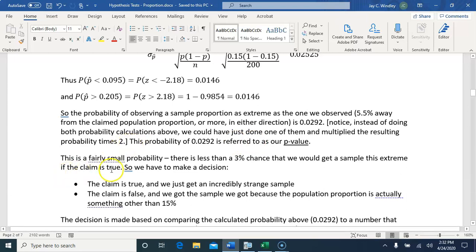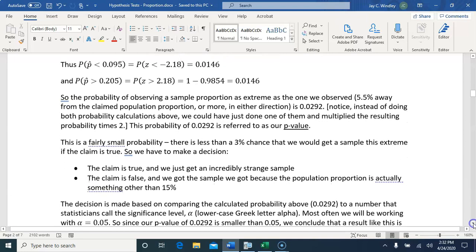This is a fairly small probability. In other words, there's less than a 3% chance that we would get a sample this extreme if the claim was true. So we have to make a decision. Is the claim actually true and we just got a strange sample? Or is the claim false and we got the sample that we got because the population p is actually something other than 0.15?